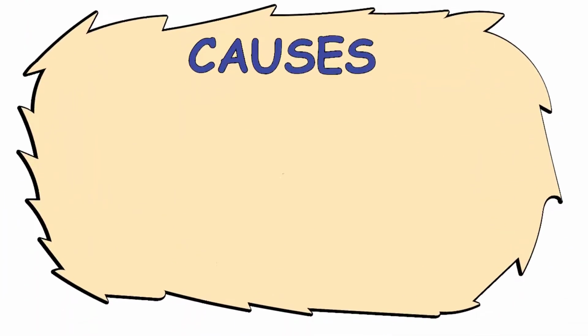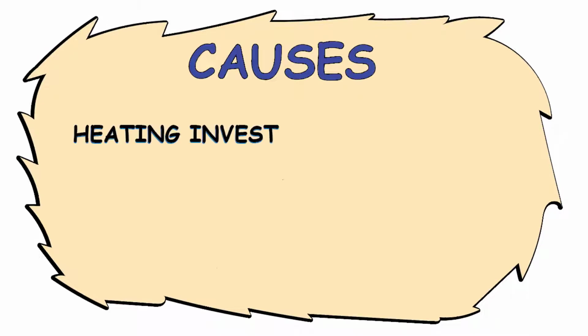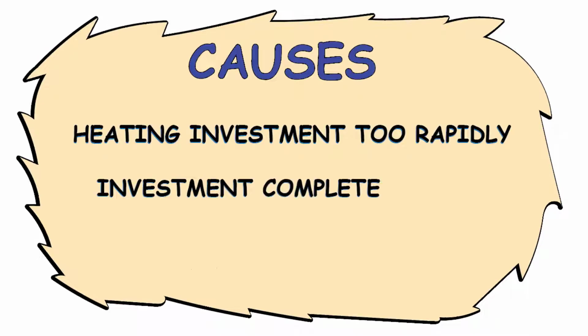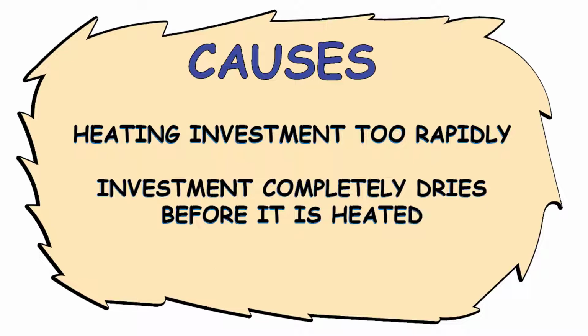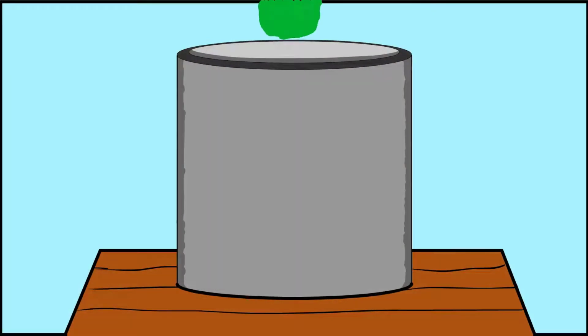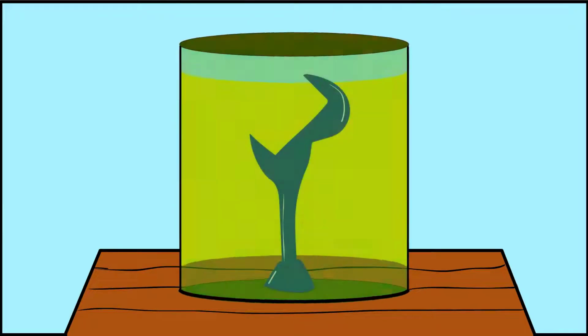The causes for the surface thinning include heating the investment too rapidly, if the investment is dried completely before it is heated, and because of the repeated heating of the investment. This animation details the formation of surface fins because of rapid heating of the investment.